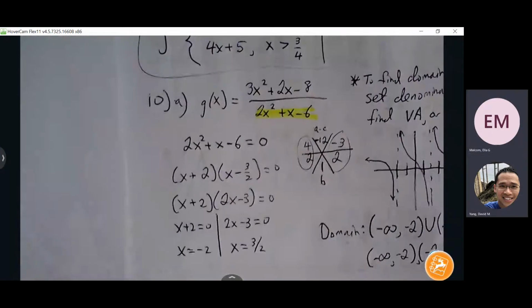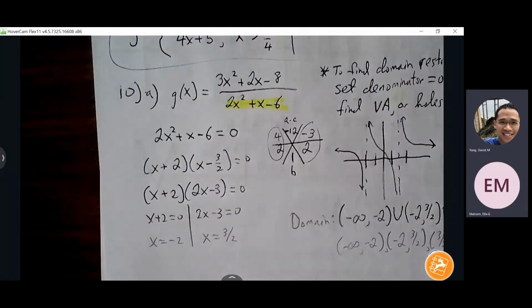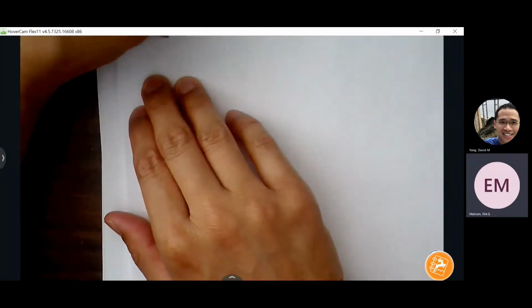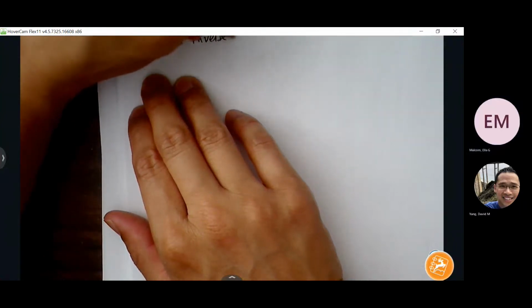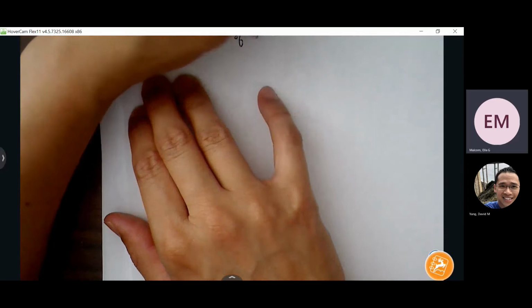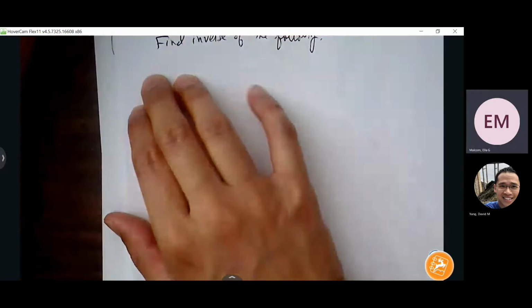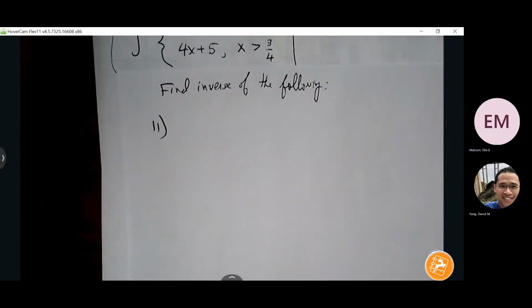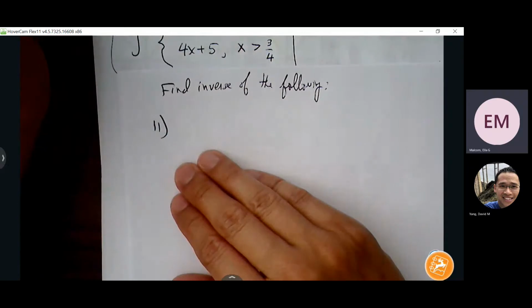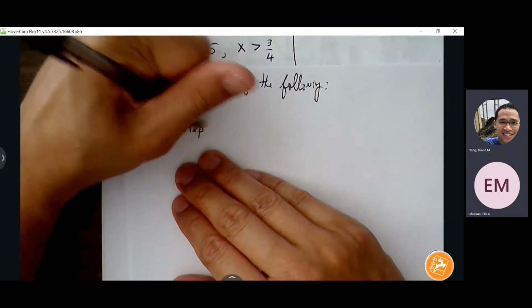All right, let's cover one more part here. Number 11, finding inverse of functions. So here are the 11 part A steps. So here are the steps for finding inverse functions.